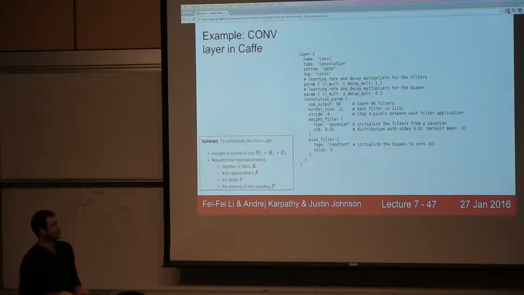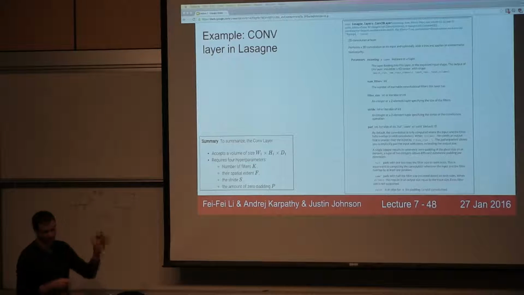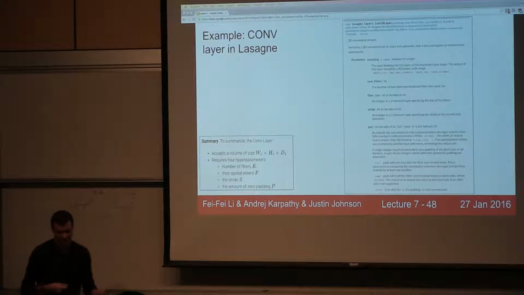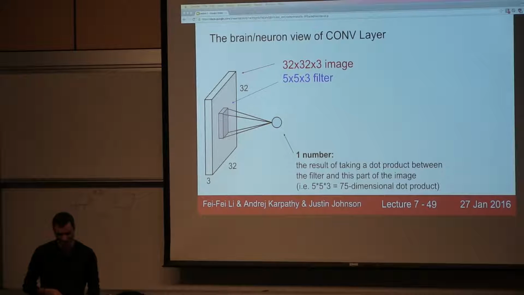You'll see the same in, say, Caffe. I don't want to go into this too much, but you'll see num_output, which is the number of filters, what the kernel size is, what the stride is, so these kinds of parameters. I was going to go through Lasagne, but in the interest of time, they all take the same 4 hyperparameters, trust me. That's what defines a convolutional layer.